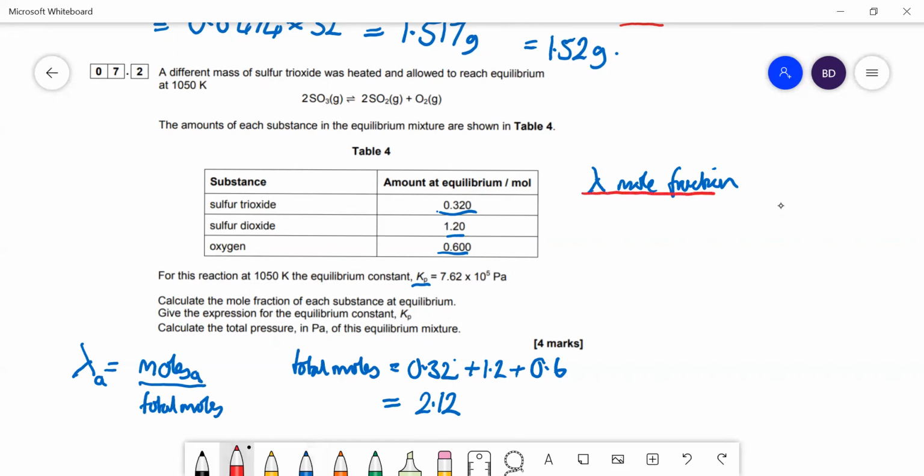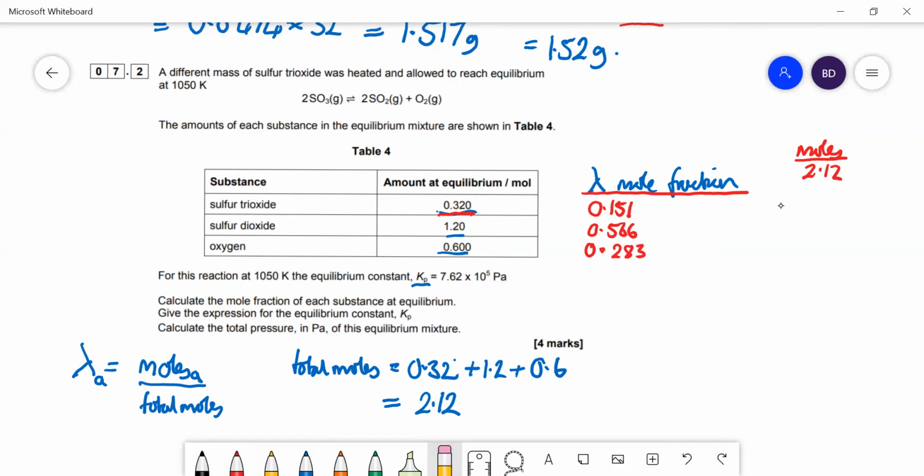Okay, so now to work out the mole fraction for each of those things, let's do that in red up here. What I've got to do is the moles divided by the total moles, which is 2.12. So if I do 0.32 over 2.12, I get 0.151. This one, 1.2 over that, we get 0.566. And mole fraction of oxygen, 0.283. And a quick check, if you add those up, they should equal 1, of course, and they do. Okay, so that's all fine. So we've done the first part of that.